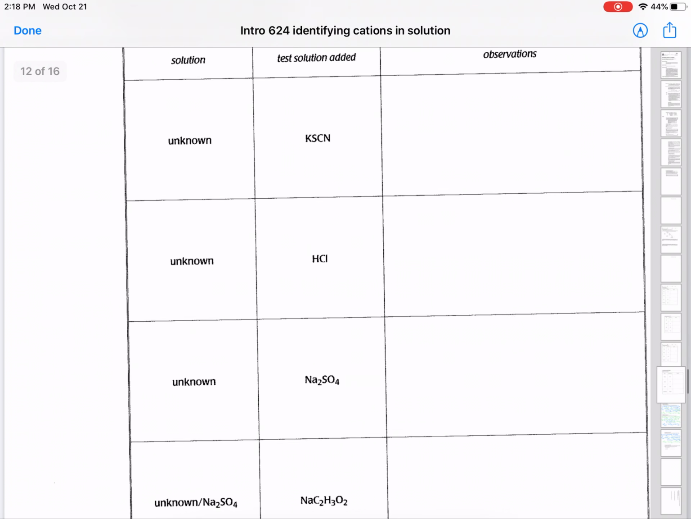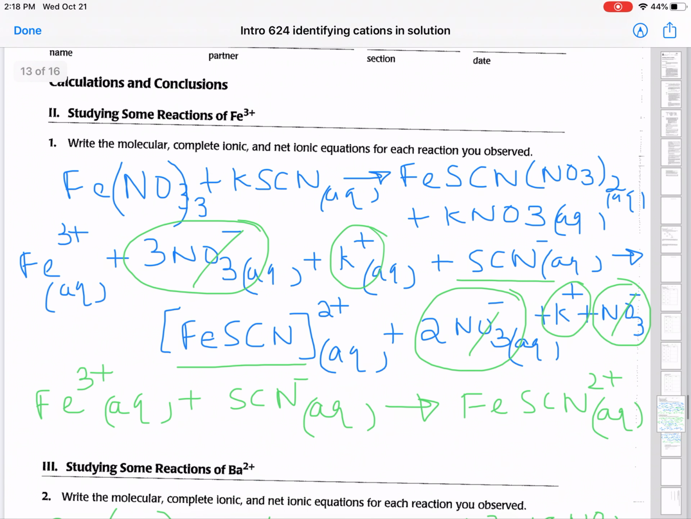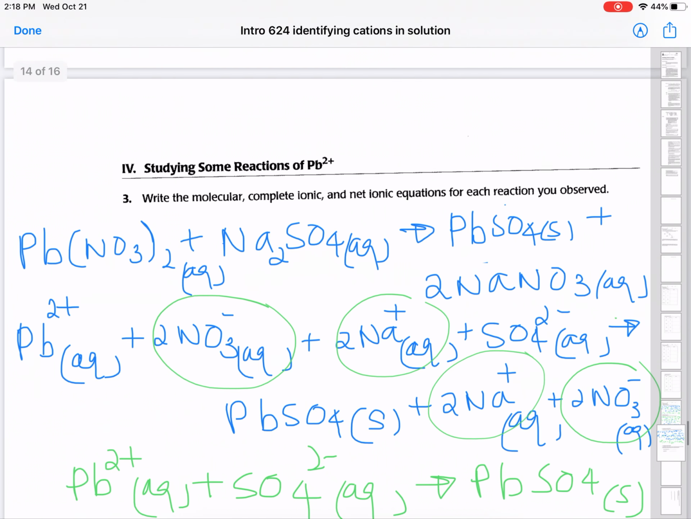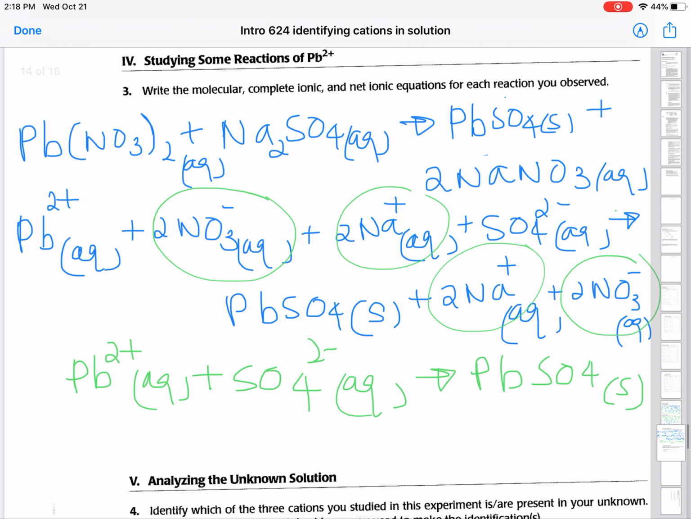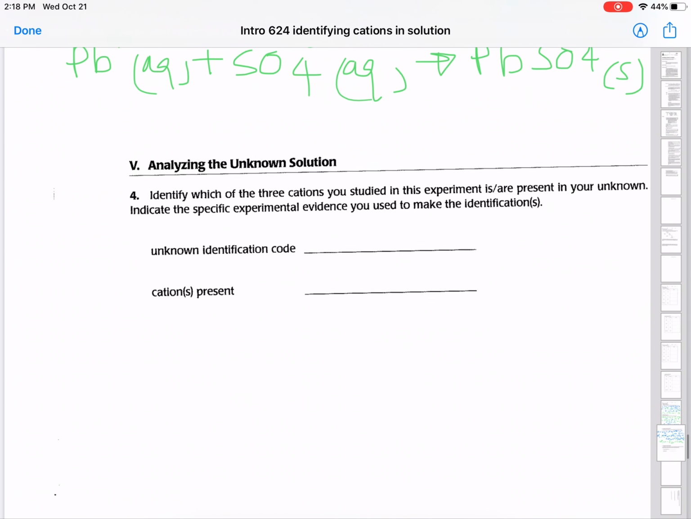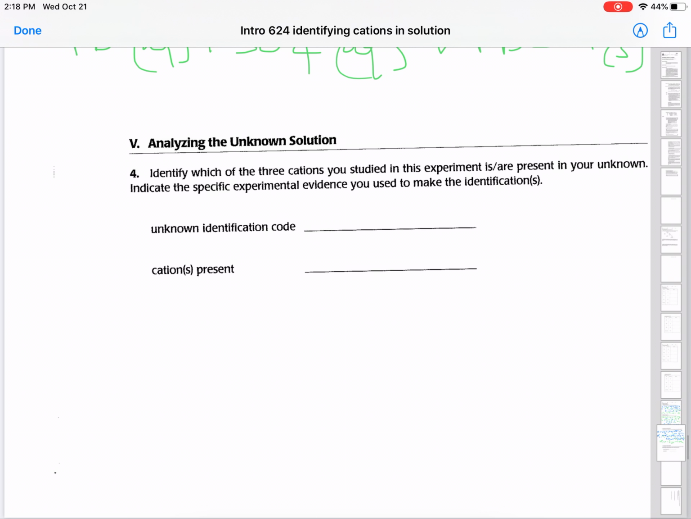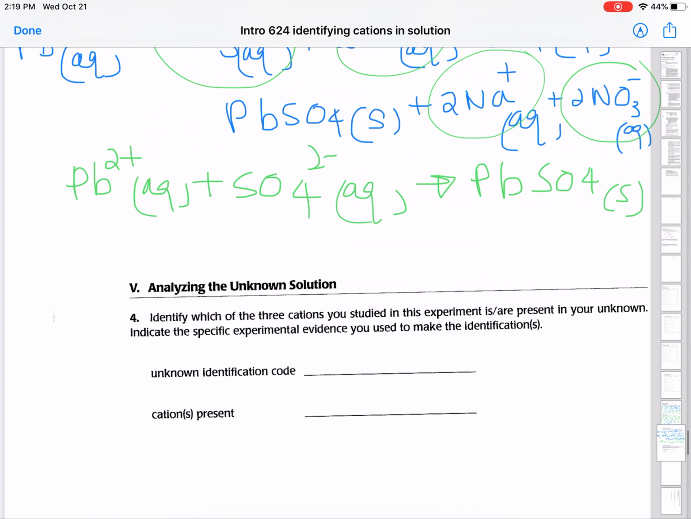Yes, so you can do these ionic equations, and this will also help you in general chemistry 1, because we're going to talk about this again in general chemistry 1, and then unknown identification code, and then the cations present.